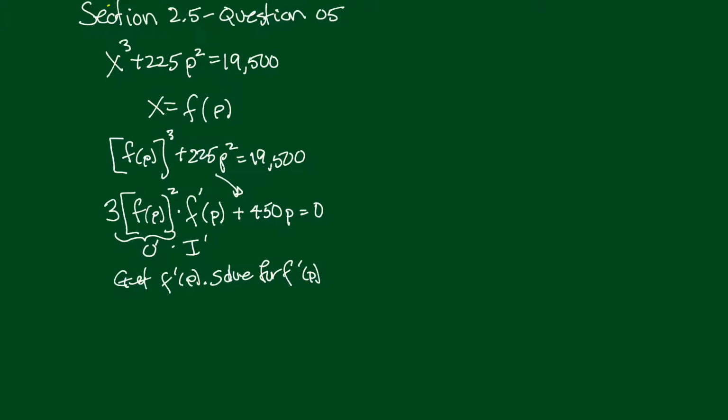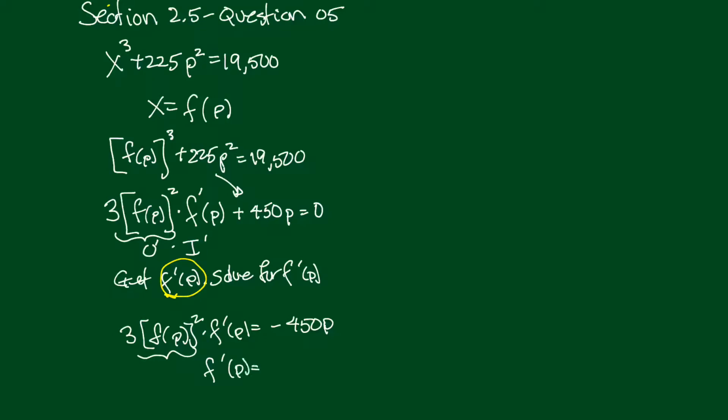We are trying to get f prime of p. So let's solve for that. So up here, let's subtract the 450p. So doing that will give us 3 f of p squared dot f prime of p is now equal to negative 450p. And now let's divide here. So we will get f prime of p is equal to negative 450p all over 3 times the quantity f of p squared.